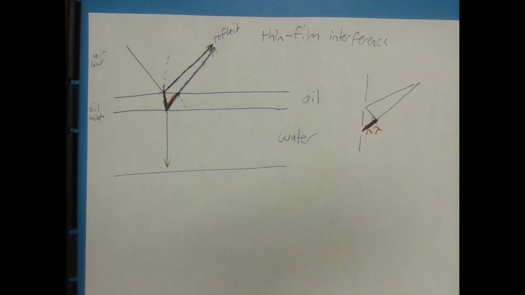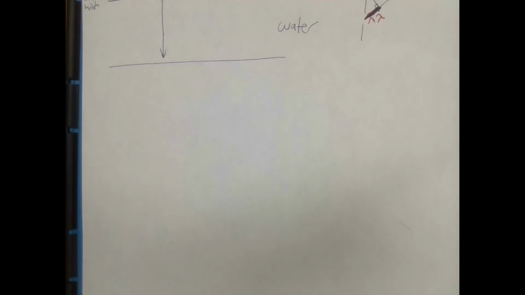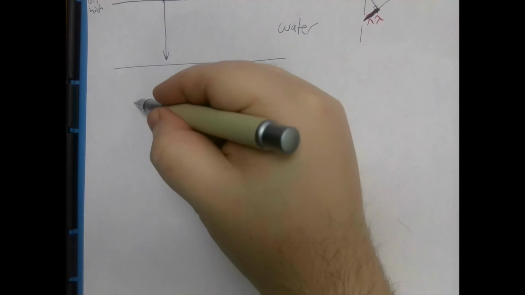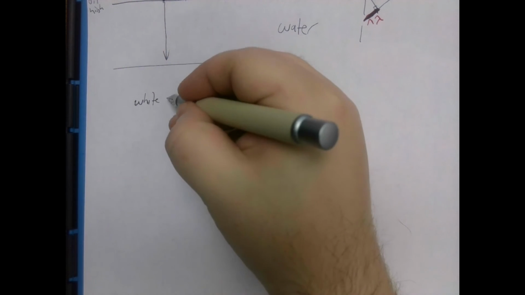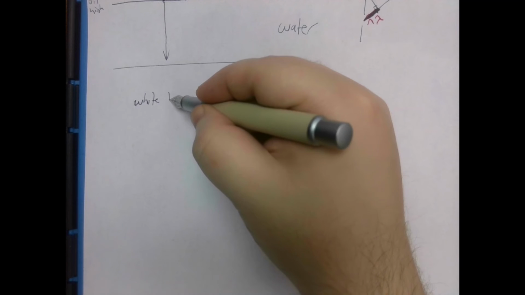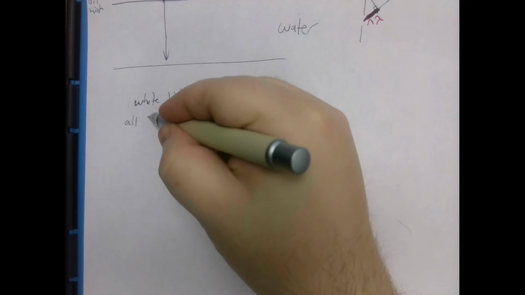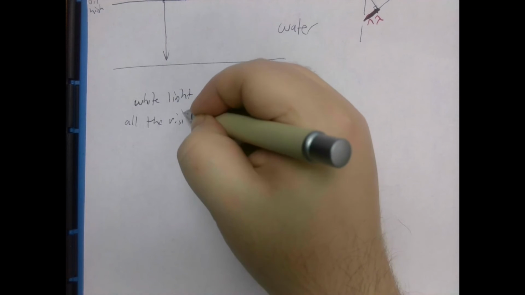So the thing is, usually we aren't using lasers. What are we mostly seeing when you walk outside? White light. What is white light? White light is all the colors, all the visible colors combined together.